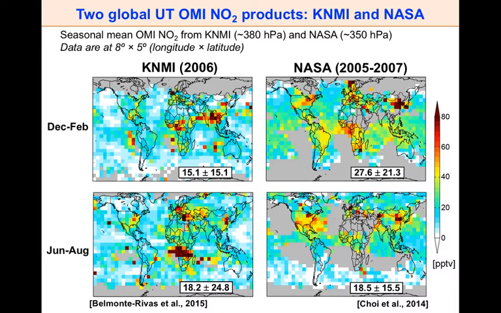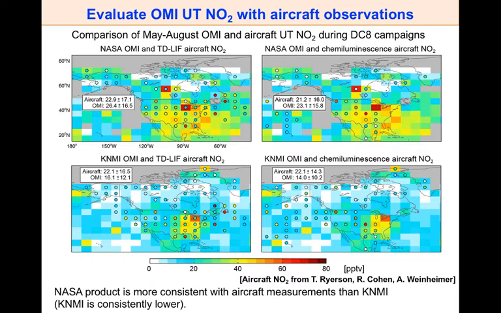I'm showing the averages for the observations that are available within these seasons, but just to note that when you look at co-located observations, I find that the KNMI product is typically about 30% lower than the NASA product. So in order to evaluate which product to progress with to convert to GEOS-Chem, I make use of aircraft observations from the NASA DC-8 aircraft that give information where these satellite observations are seeing upper tropospheric NO2, so around 380 or 350 hectopascals, depending on which product I'm looking at.